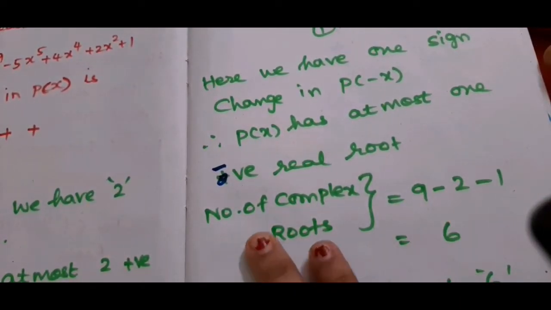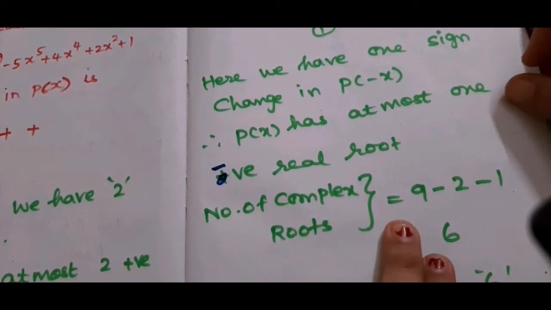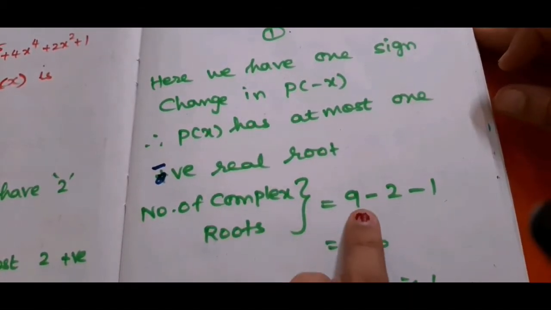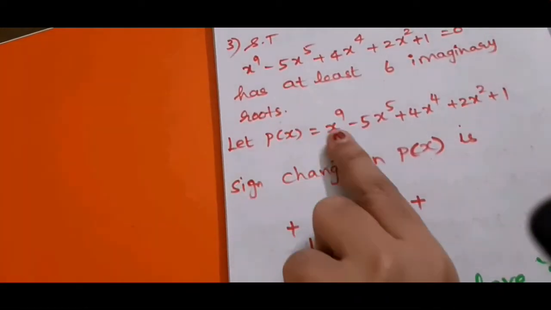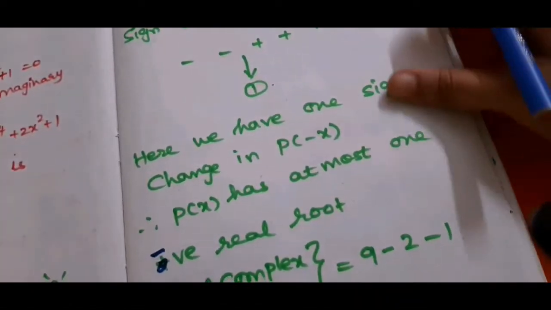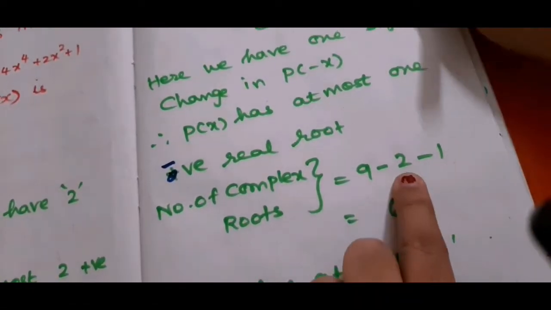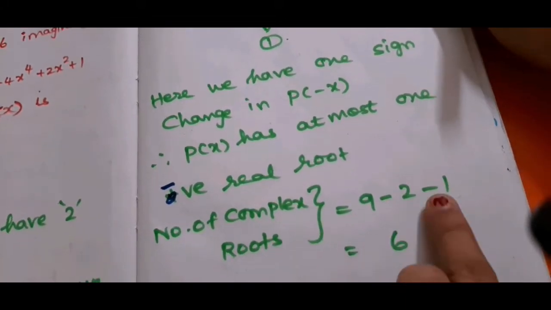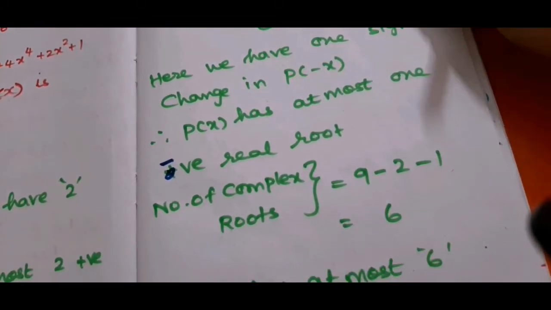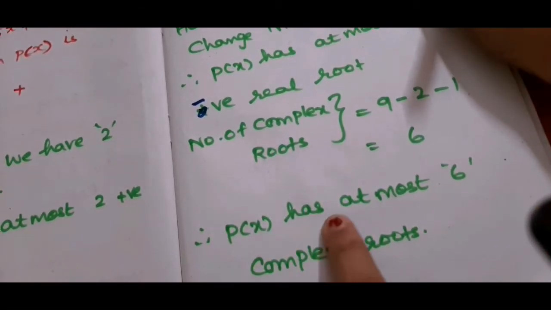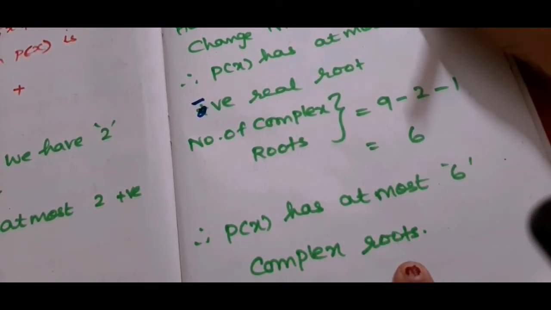Therefore the number of complex roots is equal to the degree of the polynomial, which is 9. The degree of the polynomial is 9. So 9 minus positive real roots minus negative real roots. Therefore 9 minus 3 is 6. Therefore p of x has at most 6 complex roots.